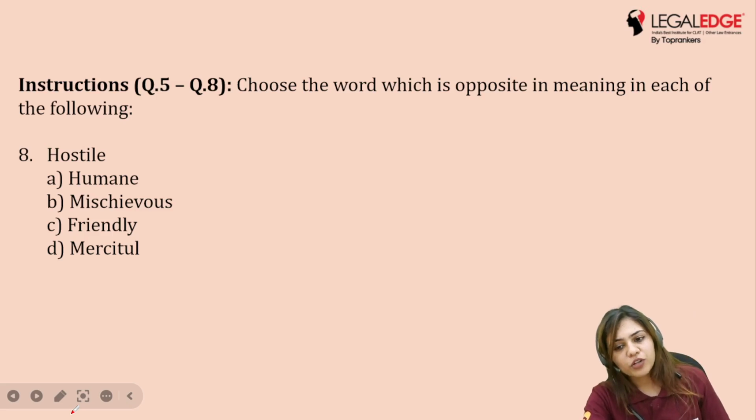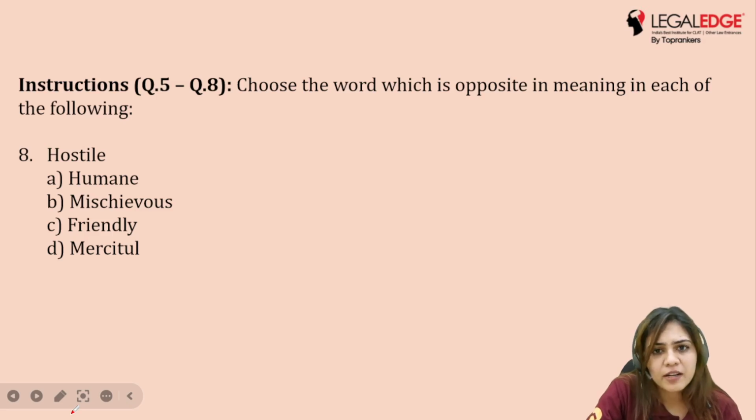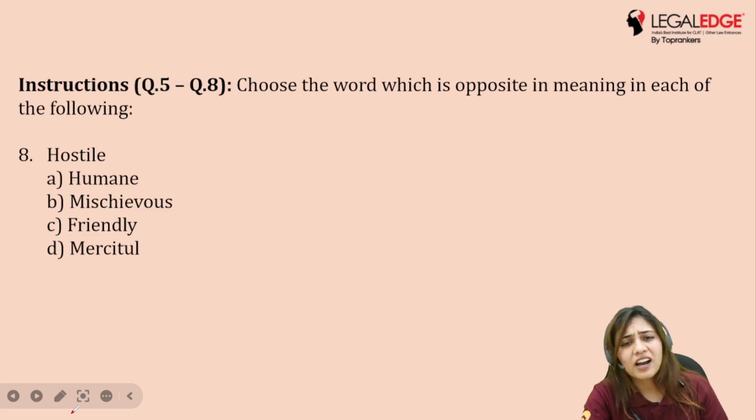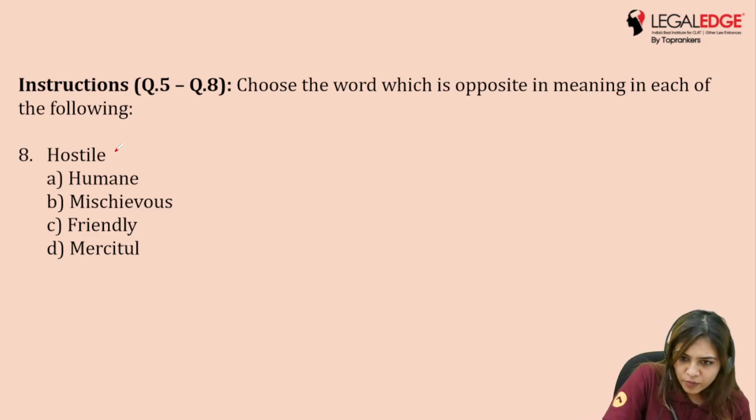So moving on to the next question type, again we are supposed to find the opposite. Hostile means anybody who is unfriendly. Anybody who is always ready to pick fights. So such a person, always ready to fight with you, is hostile. So what could be its opposite? The opposite of unfriendly is only one thing, and which is option C.